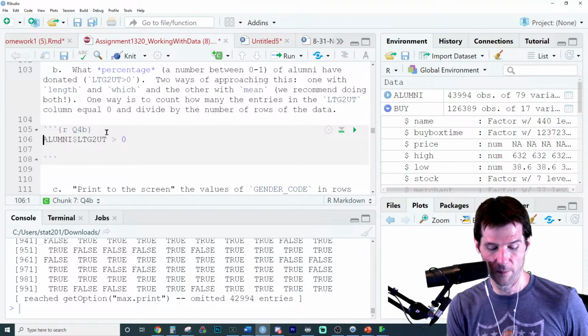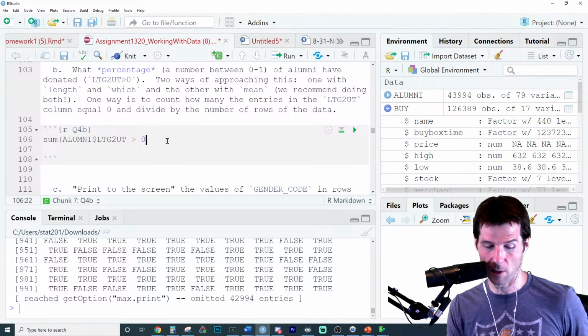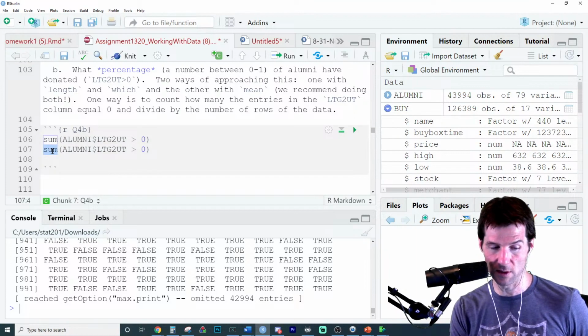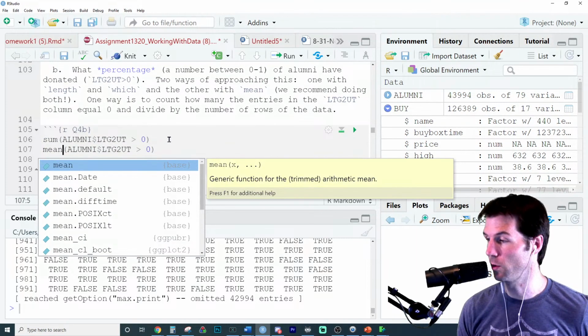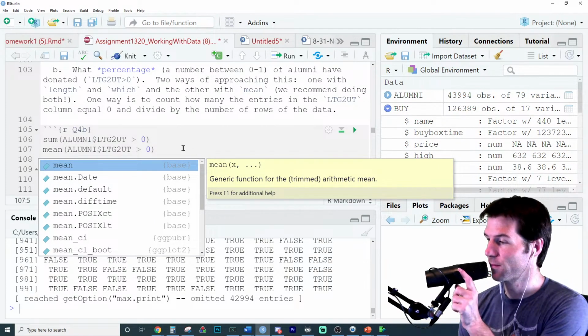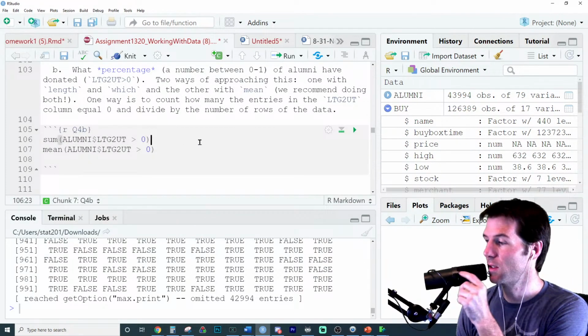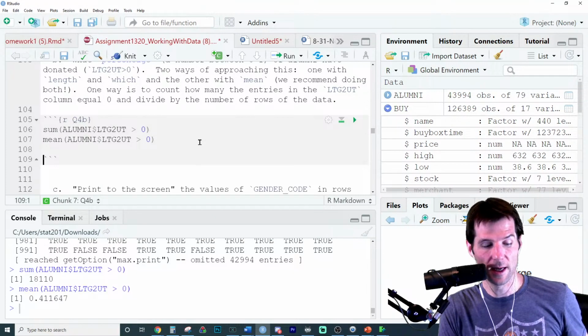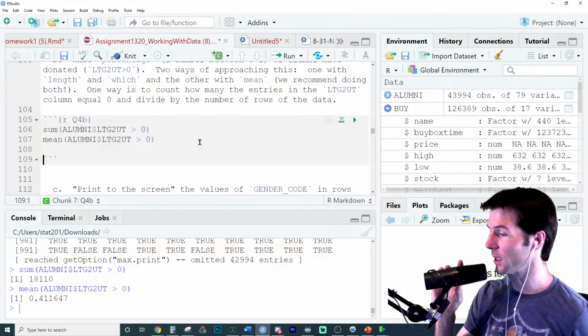And then guess what we can do? We can actually add this up, because I want you to know this. This is very important. How does R see trues and falses? It's ones and zeros. So we can sum them up, and we can also go right here and take the mean of it.